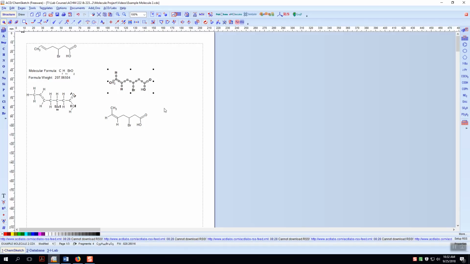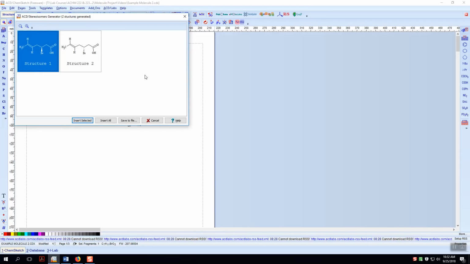In order to do that, ChemDraw actually does something pretty useful. I can click this button right here, this RS configuration, and it'll bring up the 2 structures. It'll bring the structure where the bromine is to the front and the structure where the bromine is to the back.